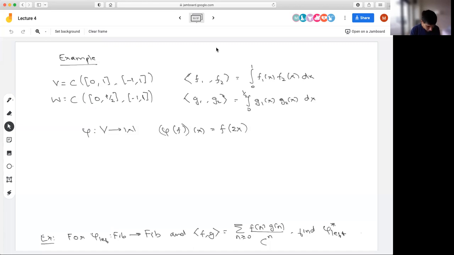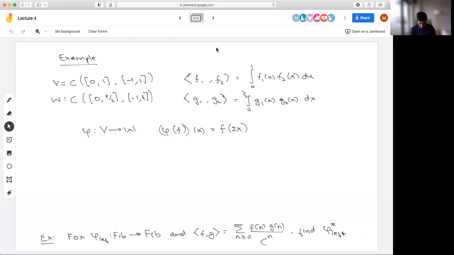Okay, and this is an example we briefly talked about when defining inner products. And we need to define a lot to get to the point of computing an adjoint. So we need to define two spaces, their own inner products, which can be different, and this linear transformation which maps it. So here the linear transformation is that phi of f, which is, let's say, some function g, now lives in the space where the domain is only 0 to half.